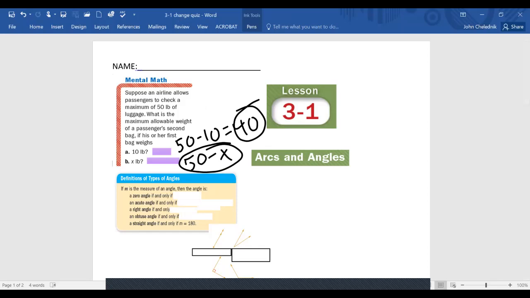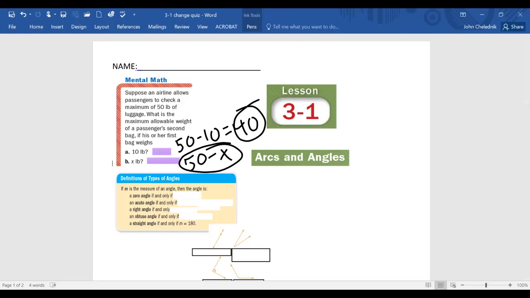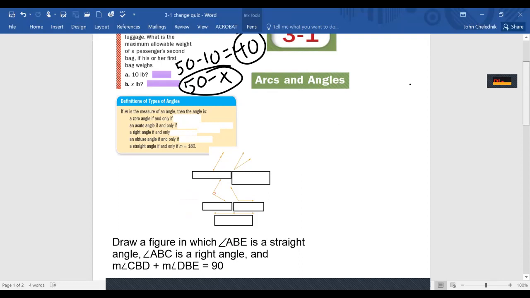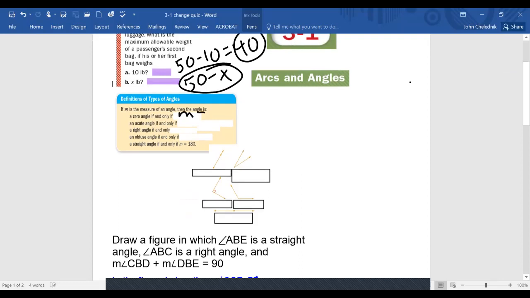Okay, today's lesson is called Arcs and Angles. If M is the measure of an angle, then the angle is a zero angle if and only if M, the measure of the angle, equals 0. It's acute if M is less than 90. It's right if M equals 90. It's obtuse if M is greater than 90. And it is straight if M equals 180.